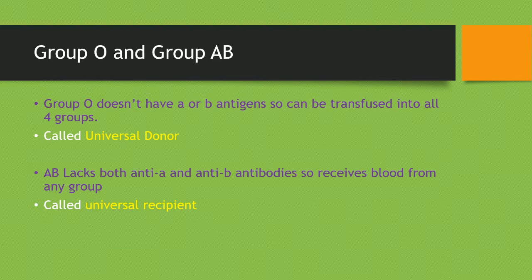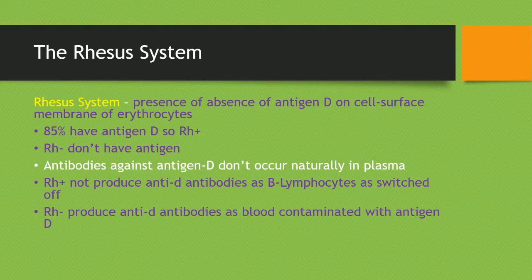Now, Group O will not have A or B antigens, so they can be transfused into all 4 groups, and this is called the universal donor. AB lacks both anti-A and anti-B antibodies, so they can receive blood from any group, and this is called the universal recipient. Now we're going to talk about the Rhesus system, because you can't just be A, B, AB, or O. There's going to be a positive or negative to that.